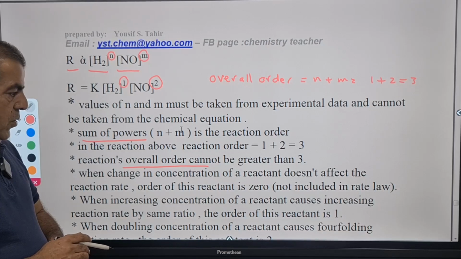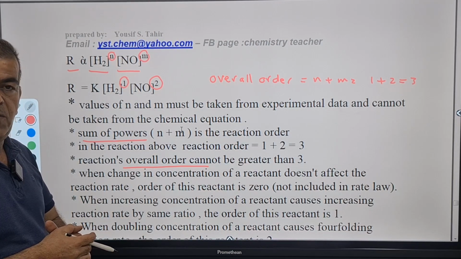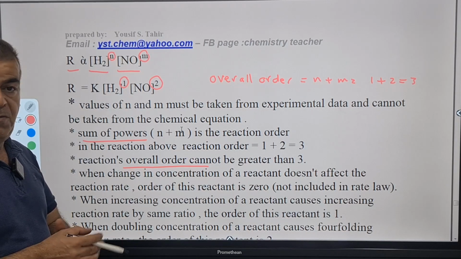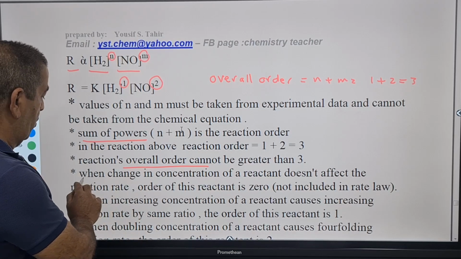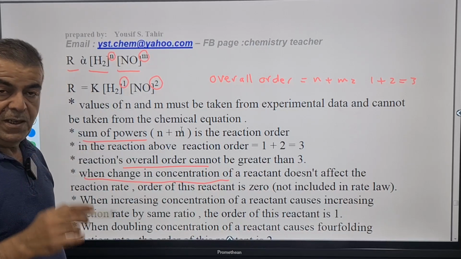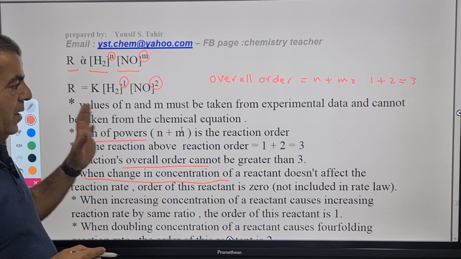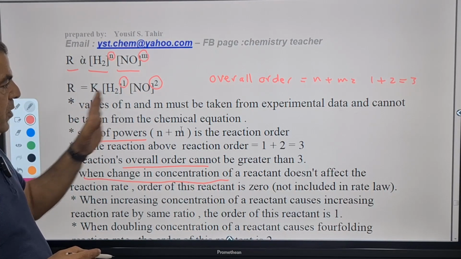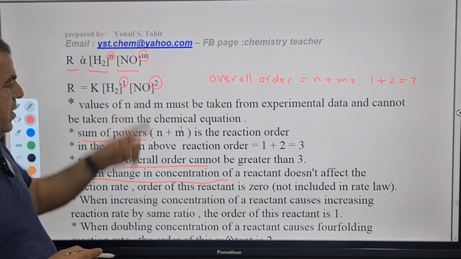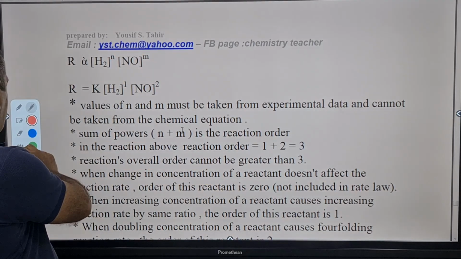When changing concentration of a reactant doesn't affect the reaction rate, the order of the reactant will be 0. It means that its concentration change doesn't affect the rate. This is important. When change of concentration of a reactant doesn't affect the rate, it would not be involved here, but here it does, so both are present. One has order of 1 and the second has order of 2.